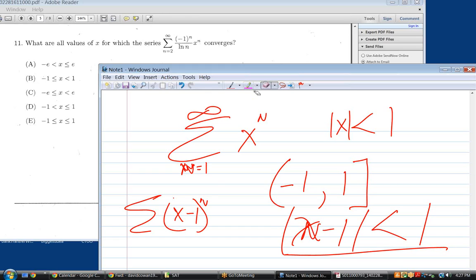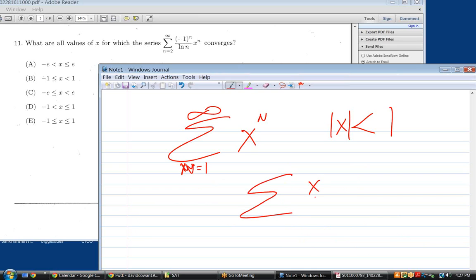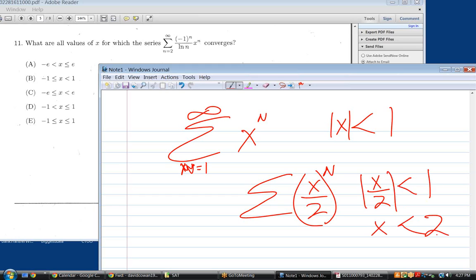However, let me change it here for a moment. Might as well talk about this stuff. You're going to get it in class. If I put this series down, well, now I know that x over 2 has to be less than 1, which means x actually has to be less than 2. And this interval of convergence goes from 0 to 2.